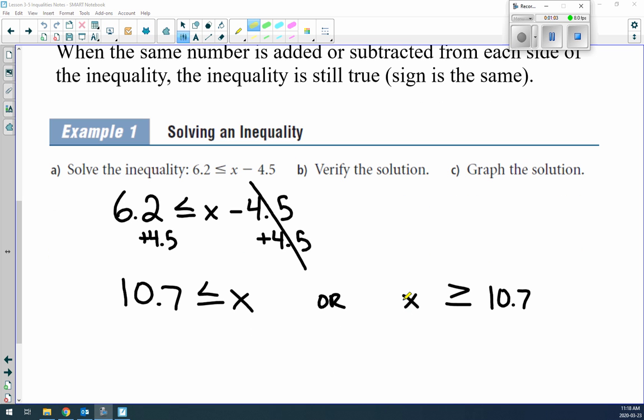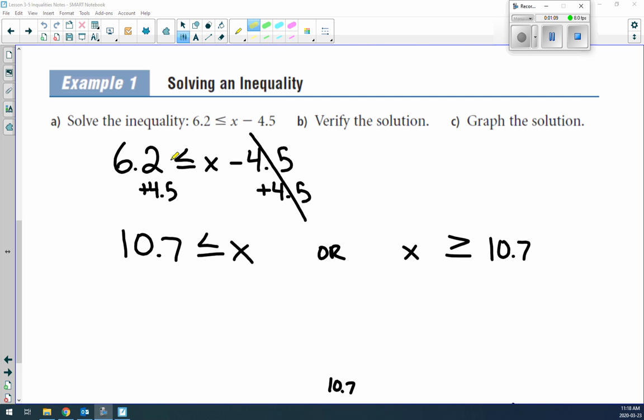So let's look at this first example here. Solve the inequality and then verify the solution and then graph it. Okay, so what we got is 6.2 is less than or equal to x minus 4.5. So we still got to get x by itself. So the key to this is, how do you get rid of this negative 4.5? Well, you add 4.5 to both sides, right? So if you add 4.5 to both sides, you end up with 10.7 is less than or equal to x, or x is greater than or equal to 10.7. You can do it either way.